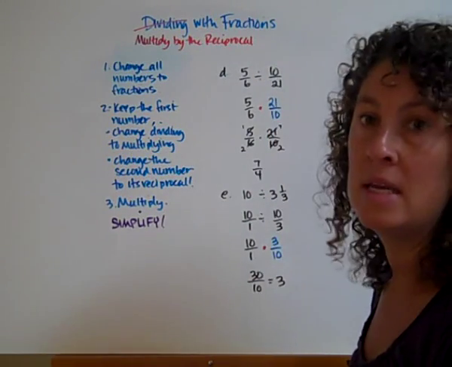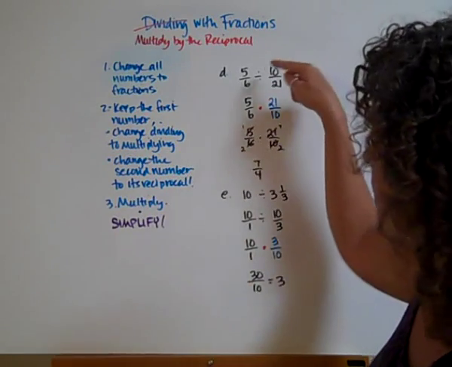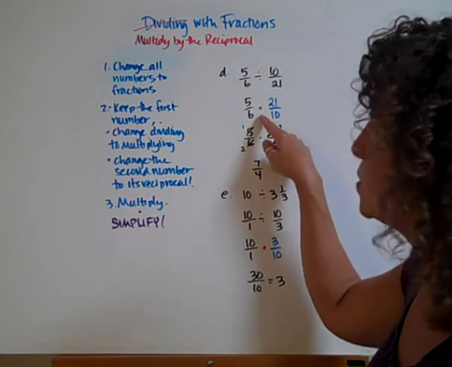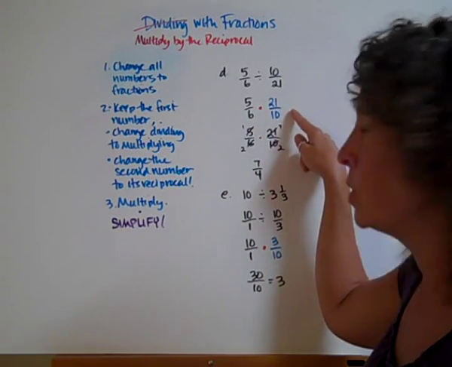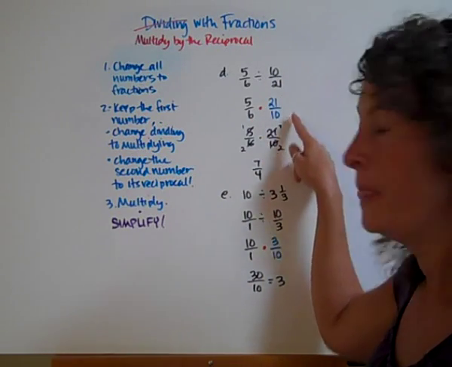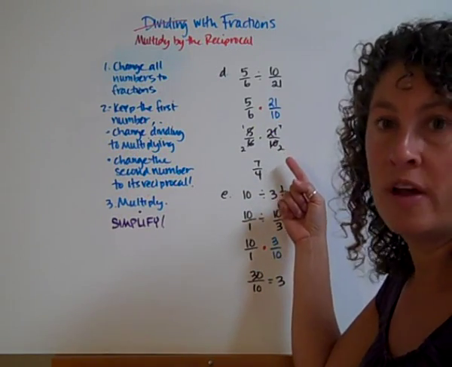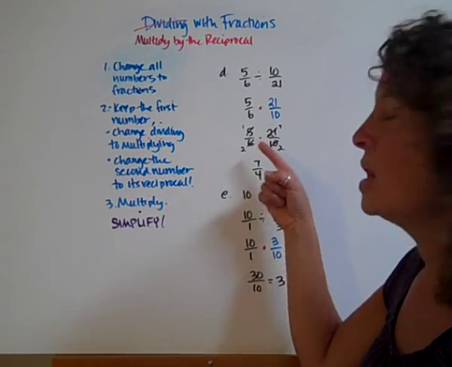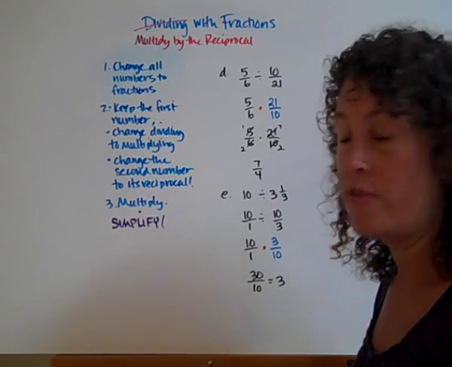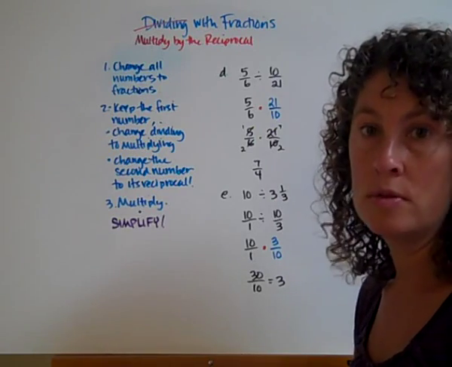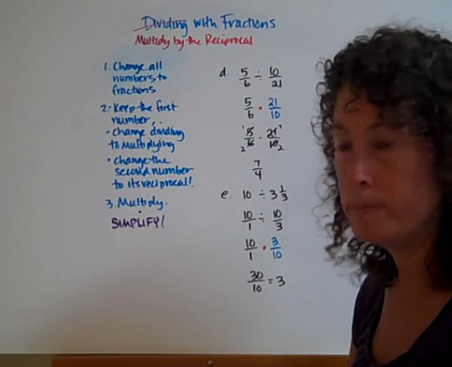5/6 divided by 10/21. 5/6 stays the same. Whoa, division. I'm going to change the division to multiplication, and then I'm going to change that second number to its reciprocal by flipping it on its head. Here I'm going to start to multiply. So notice here I have found common factors first. 6 and 21 have a common factor of 3. 5 and 10 have a common factor of 5. I end up with 7/4. Done. You can change it to 1 3/4 if you'd like to, but you don't need to.